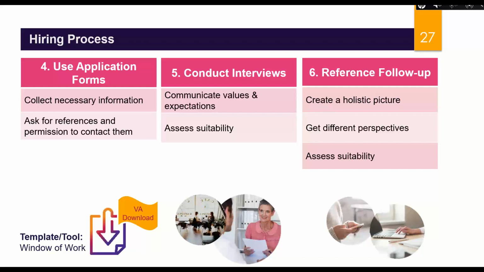Step 5 is conducting an interview. You want to get to know your volunteers. You want to discover their passions, their interests, and their motivations for volunteering. So much of volunteer retention and engagement comes down to relationship building.